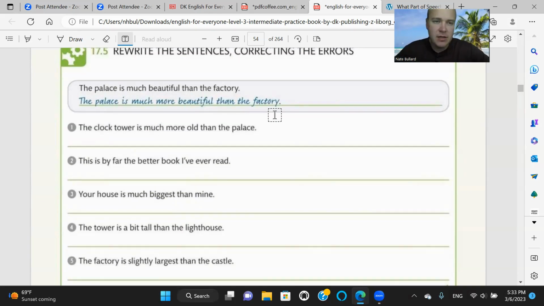The palace is much beautiful than the factory. This needs to say the palace is much more beautiful than the factory. Es como decir en español, el palacio es mucho bonito que la fábrica. Tenemos que decir mucho más bonita que la fábrica.